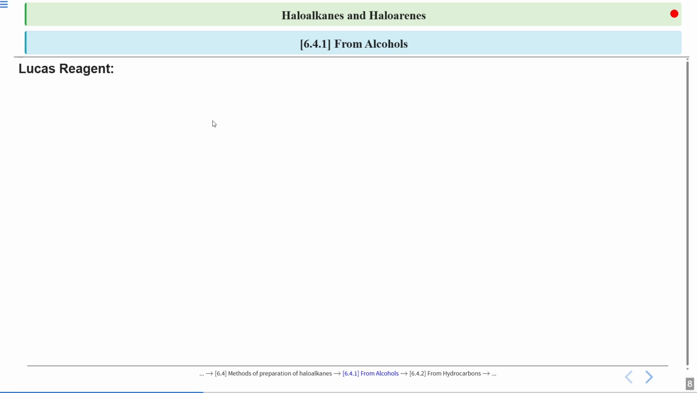Let's talk about the Lucas reagent in detail and how it shows different reactions with primary, secondary, or tertiary alcohol, and how it can be used for differentiating them. Firstly, let's see primary alcohols. You can write a primary alcohol as RCH2OH. When you add the Lucas reagent, that is HCl plus zinc chloride, the reaction is going to be slow. Slow reaction means no turbidity appears. So this is a slow reaction in the case of primary alcohol treated with the Lucas reagent.